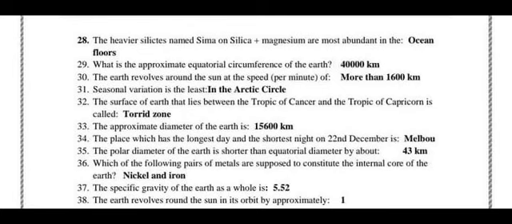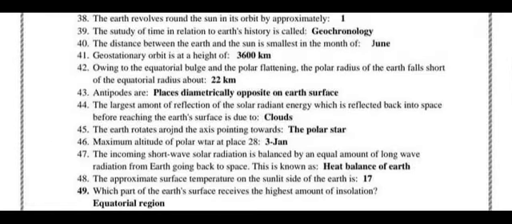Which of the following pairs of metals are supposed to constitute the internal core of the Earth? Nickel and iron. Specific gravity of Earth as a whole is 5.52. The Earth revolves around the Sun in its orbit by approximately 1 degree per day. Next, the study of time in relation to Earth history is called geochronology. The distance between the Earth and the Sun is smallest in the month of June. Geostationary orbit is at a height of 3600 km.